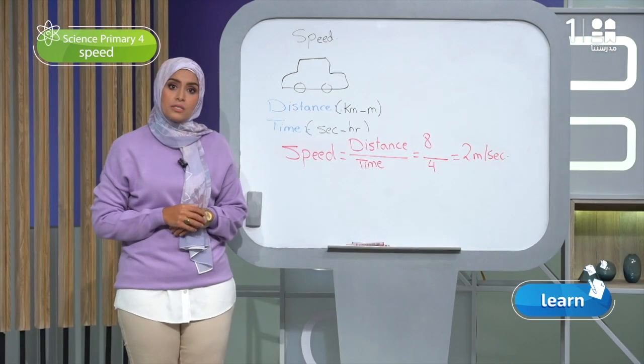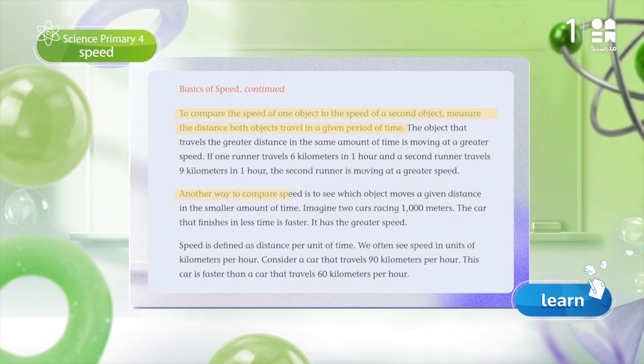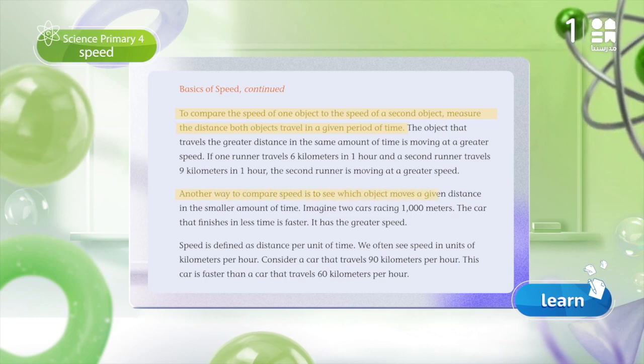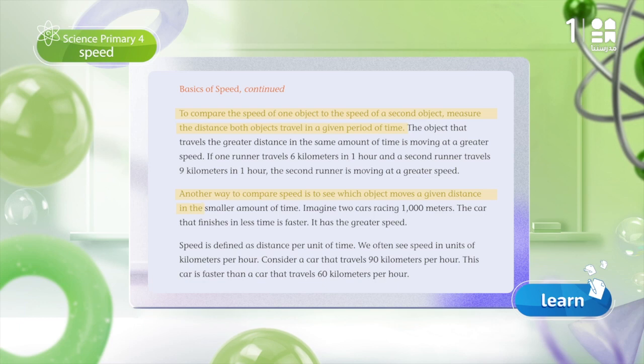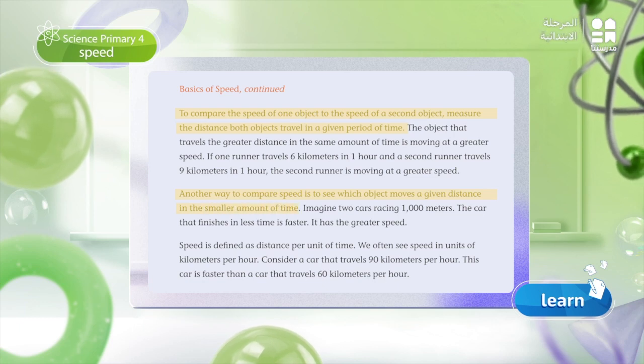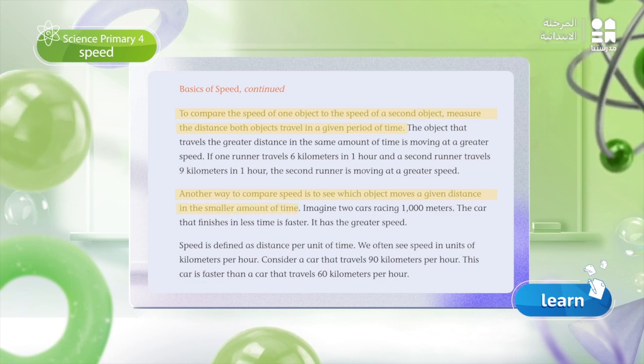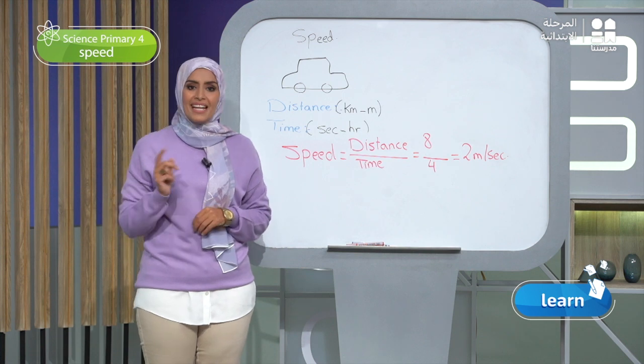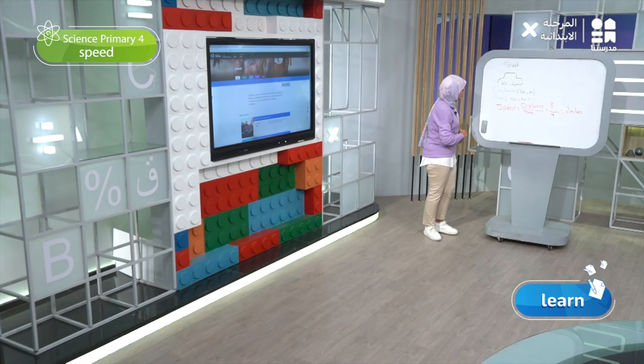Another way to compare speed is to see which object moves a given distance in a small amount of time. يعني لو two objects هيمشوا نفس المسافة مين هياخد وقت أقل. Let me show you this on the board.